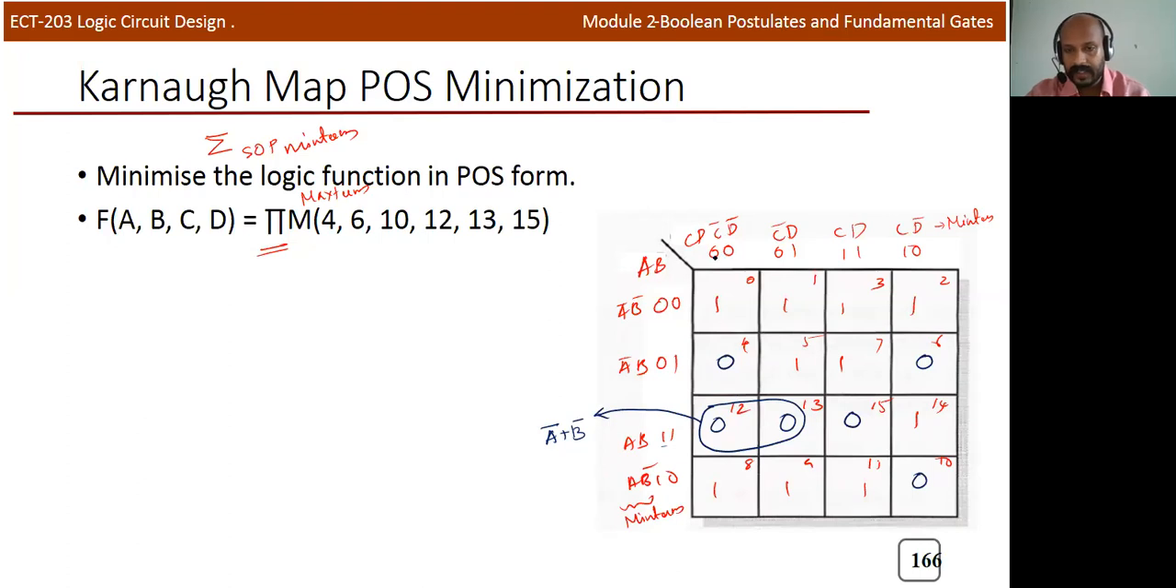And column wise, the common term is actually C. C is actually 0, representing C bar. But in POS form, we'll write the complement, that is plus C. So A bar plus B bar plus C will represent this particular group. Now we'll move to the next group. Okay, this is another group.